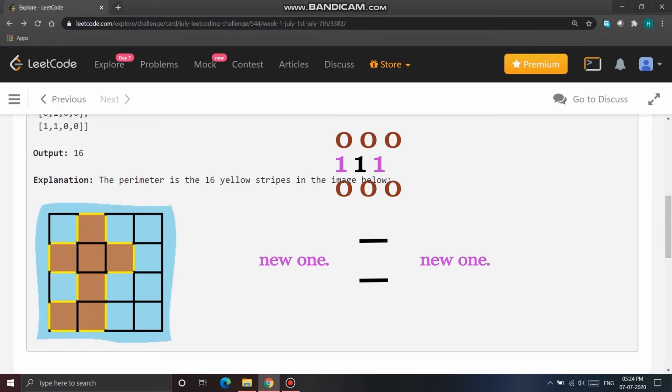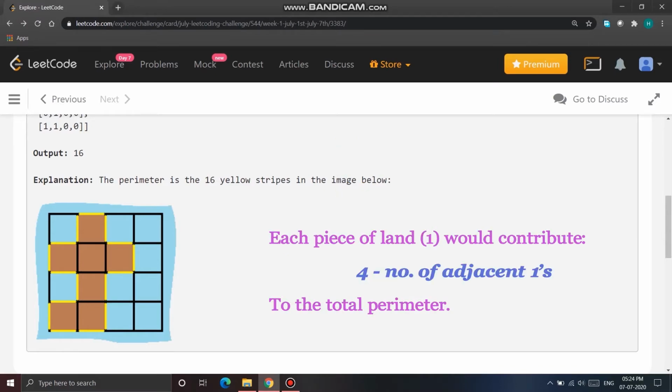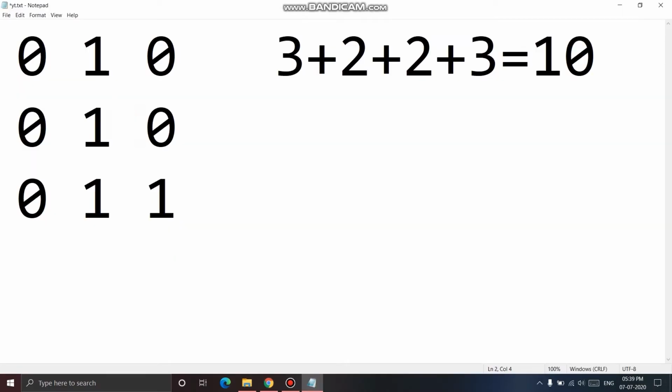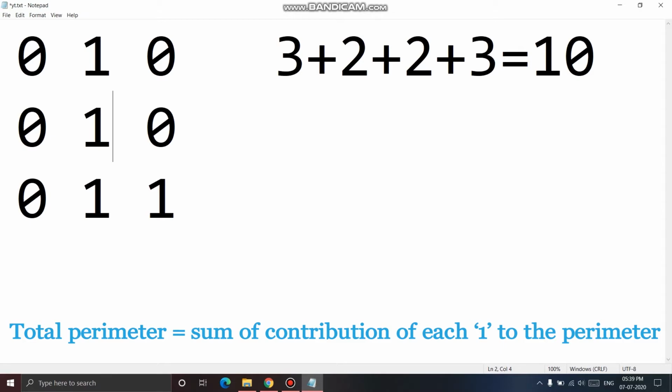So can we say that for any one, the contribution in the total perimeter would be 4 minus the number of ones directly adjacent to it? Sounds good? Let's verify this on an example. So we have a grid of zeros and ones, and we need to sum up the contribution of all the ones in the total perimeter. So for this one, we need to check the number of ones in the cells which are directly adjacent to it. So you see, the number of ones which are directly adjacent to this cell is 1. So its contribution in the total perimeter would be 4 minus 1, that is 3.